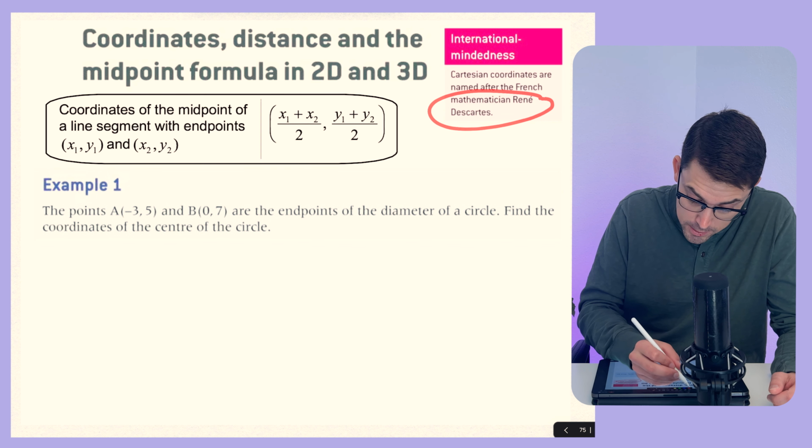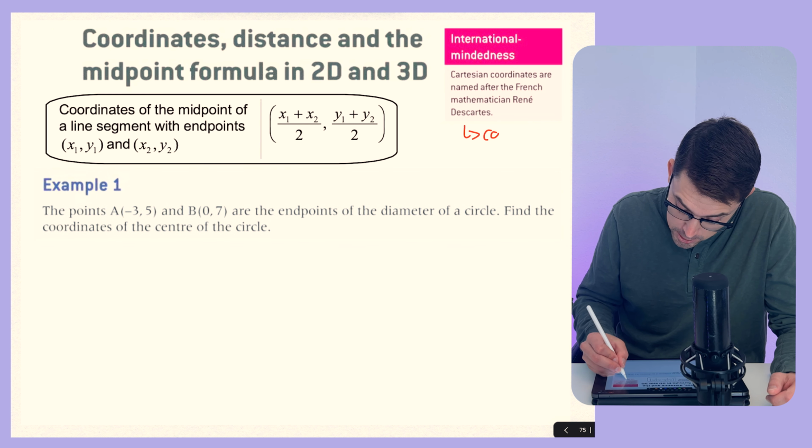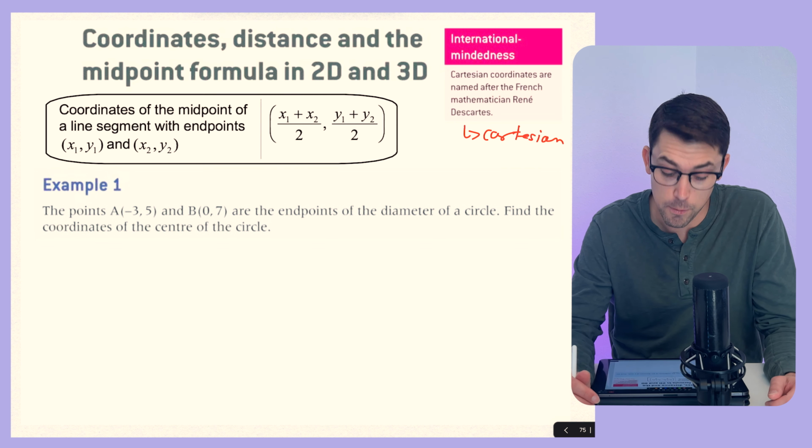And just a little fun fact, the Cartesian coordinate was named after the French mathematician René Descartes. That's actually where the name Cartesian comes from. So if you ever hear the Cartesian coordinate plane or the Cartesian plane, it's from that guy.